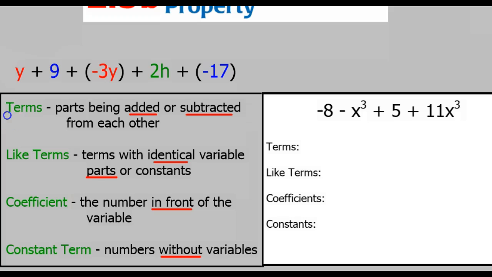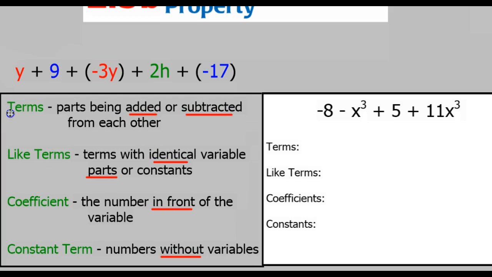First one is terms. Terms are the parts of an equation that are being added or subtracted from each other. So what we have here, our terms are y, 9, negative 3y, 2h, and negative 17. So if we go to this equation, we've got to look at our terms.